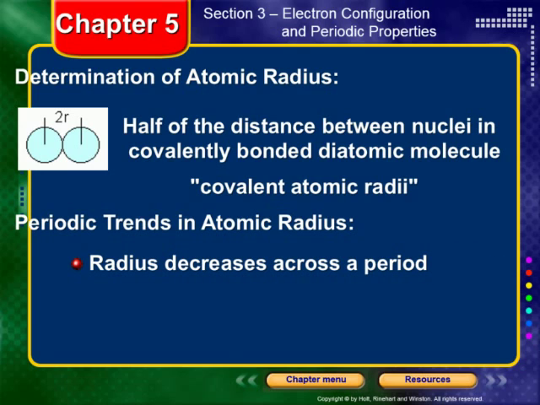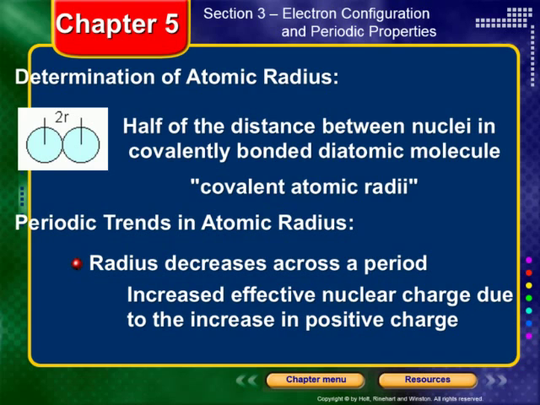So the periodic trend: the radius decreases across a period. So as you start on the left side of the periodic table and you move to the right, across a period, the radius decreases, meaning that the atom is actually getting smaller. Now, not only will you have to remember what the trend is, you'll have to be able to remember why. That's due to increased effective nuclear charge due to the increase in positive charge.